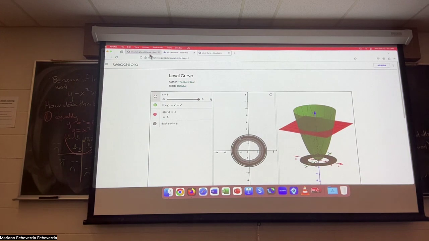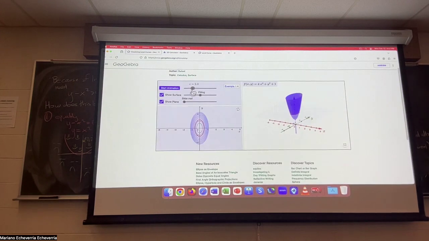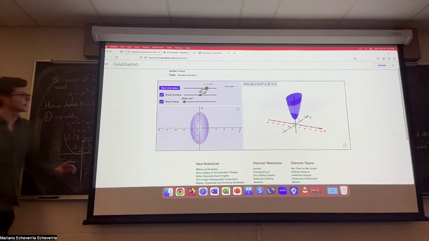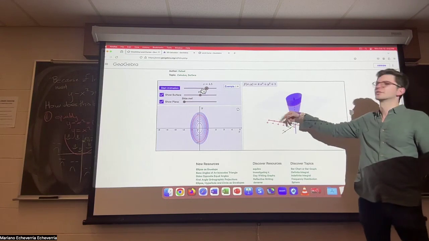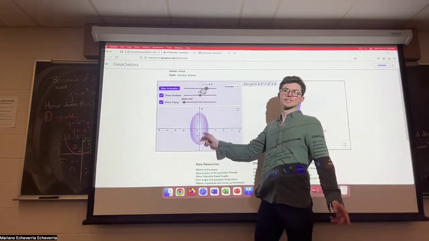So I think I have this other animation here. Oh, this one is better because it kind of shows. So you have another function like 4x squared plus y squared plus 1. It still has this mountain shape, well, upside down, more like a valley. Say I want to look at all the points at height 4.5. All the points at height 4.5 lie on sort of an ellipse, and it corresponds to this ellipse, right?